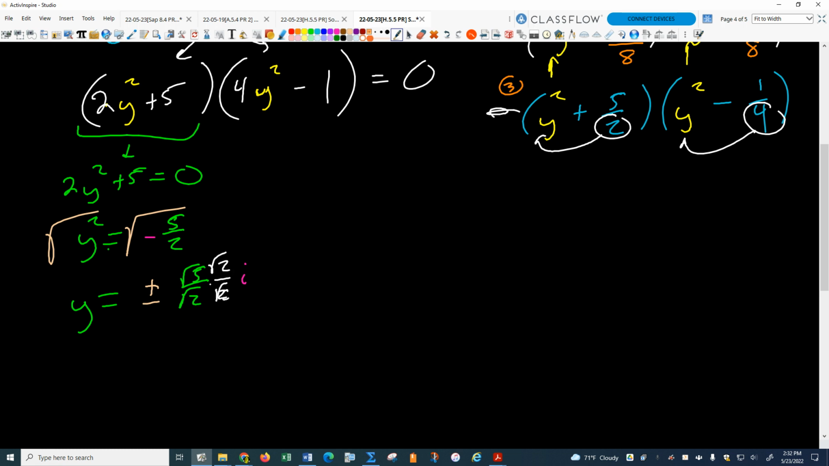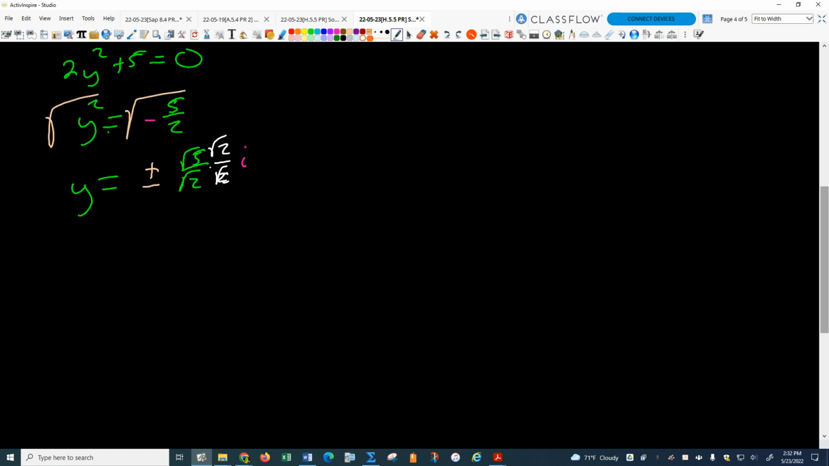Okay, and then so what do we get for our final answers then? So we get y equals plus or minus, on the top, square root of 5 times square root of 2 is square root of 10. We're just multiplying inside numbers. Square root of 2 times square root of 2 is 2, right? So plus or minus the square root of 10 over 2.